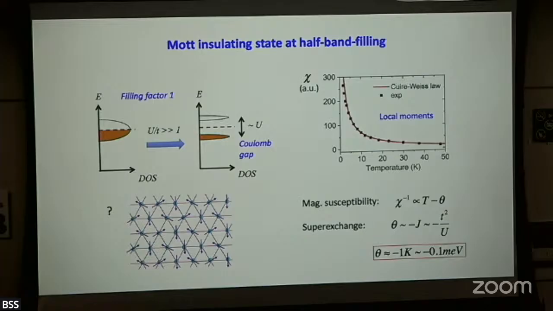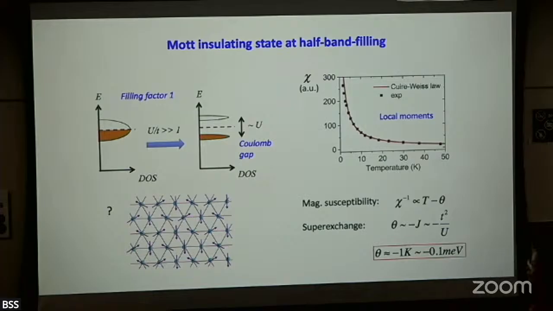I thought your bands were spin polarized. Okay, but we have two valleys, K and K prime, so you have both. How do you measure this magnetic susceptibility of the two layers put together? How do you measure this?